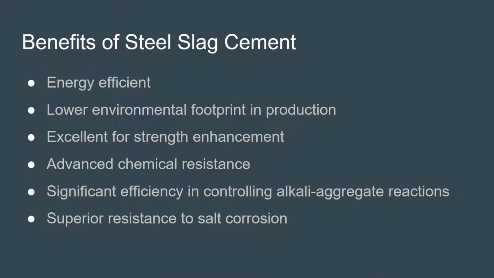Steel slag has many applications in the production of cement, each application with its own benefits. Steel slag is an energy-efficient substitute for cement clinker. Production of clinker demands large amounts of energy and in response produces a large amount of CO2 emissions. Substituting clinker with steel slag will significantly decrease the amount of clinker needed to be produced. Steel slag cement has beneficial mechanical properties as well, including increasing the overall compressive strength, and resistance to chemical exposure, alkali aggregate reactions, and salt corrosion.